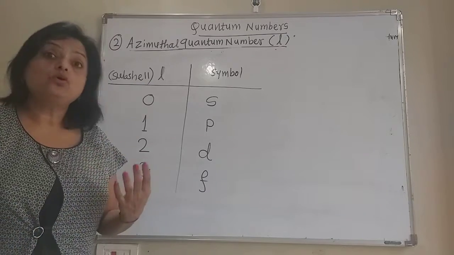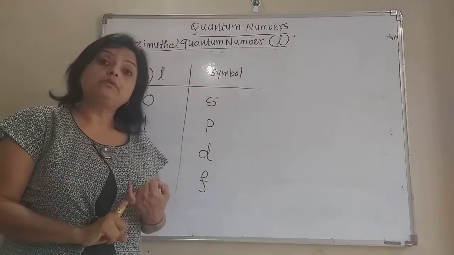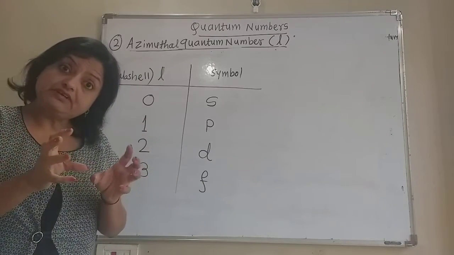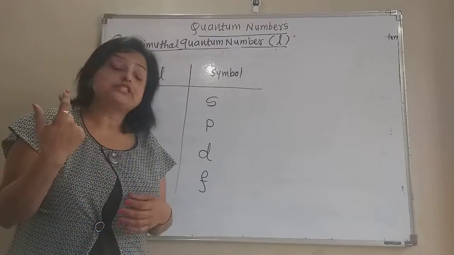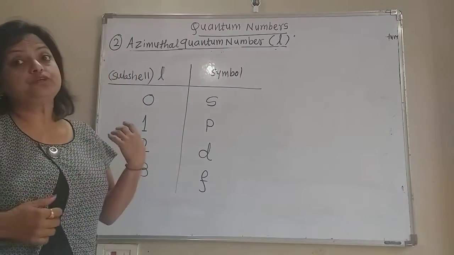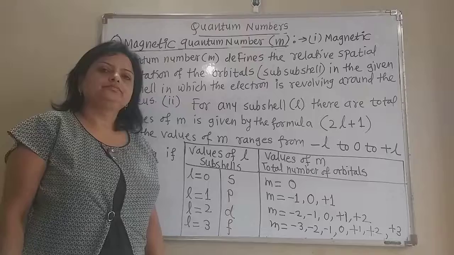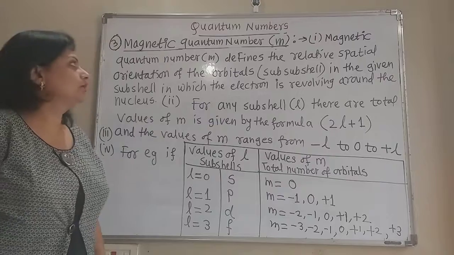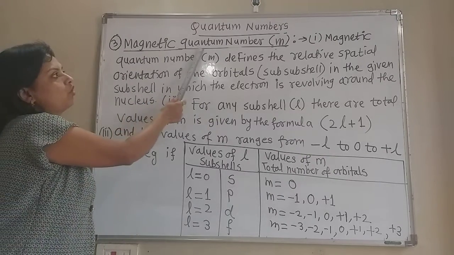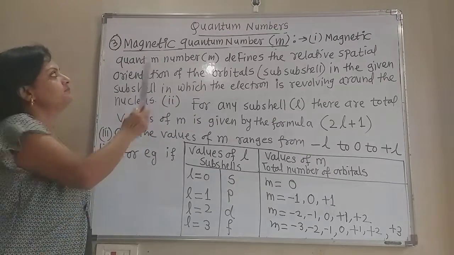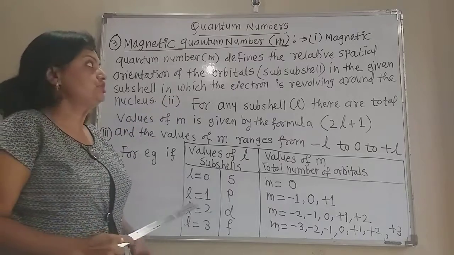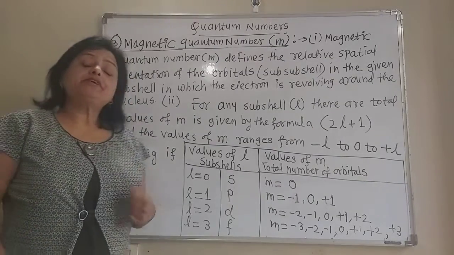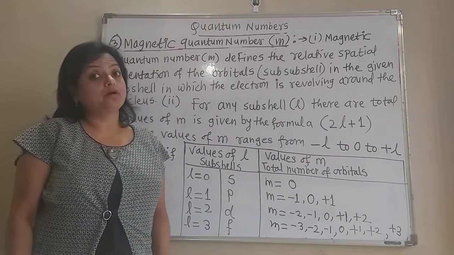We are seeing that the principal quantum number gives the main energy level of the electron. Within that main energy level, where the electron is, in which subshell, is given by the azimuthal quantum number l. Now see the third quantum number. The name of the third quantum number is the magnetic quantum number, denoted by the symbol small m. What is given by this magnetic quantum number?